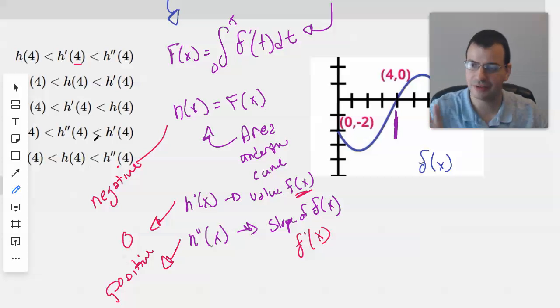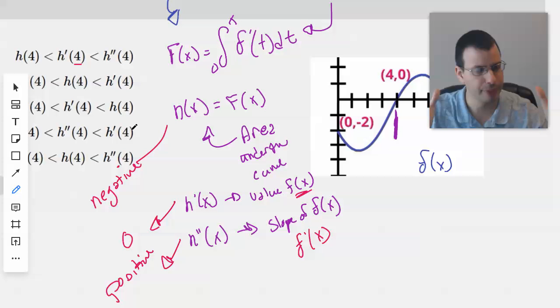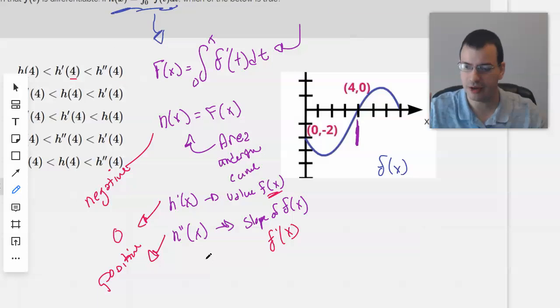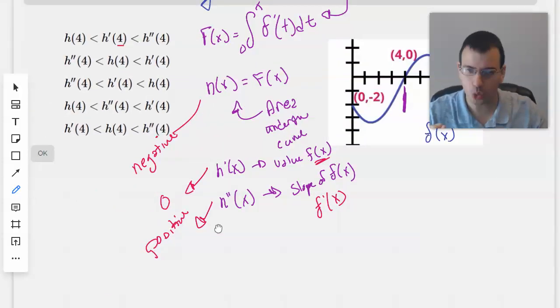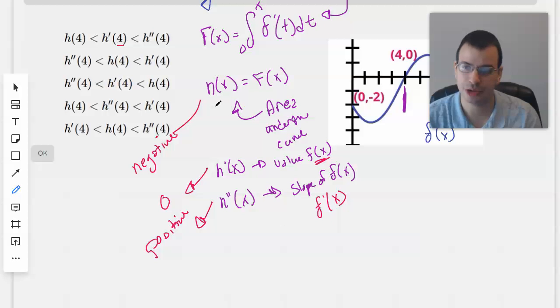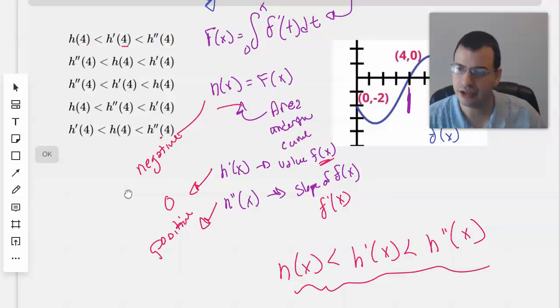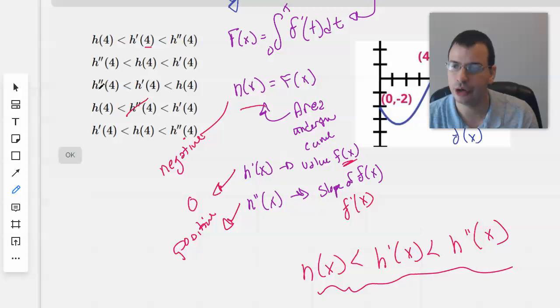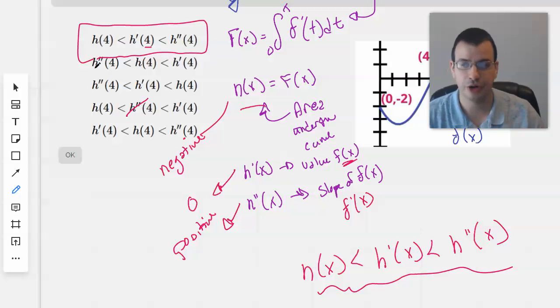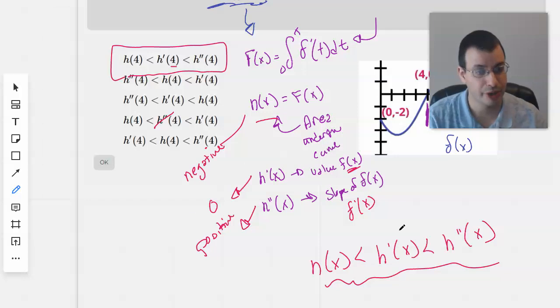So normally it'd be kind of difficult to do these greater than, less than things without real numbers. But since we have negative, 0, and positive, we can kind of do it. And so we're going to say, it's all in terms of h of x. So h of x will be less than h prime of x, which will be less than h double prime of x, which is this one right here. So h of 4 is less than h prime of 4, which is less than h double prime of 4.